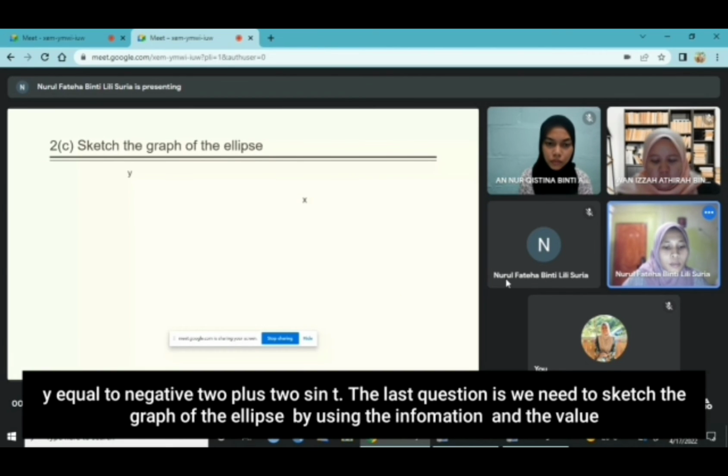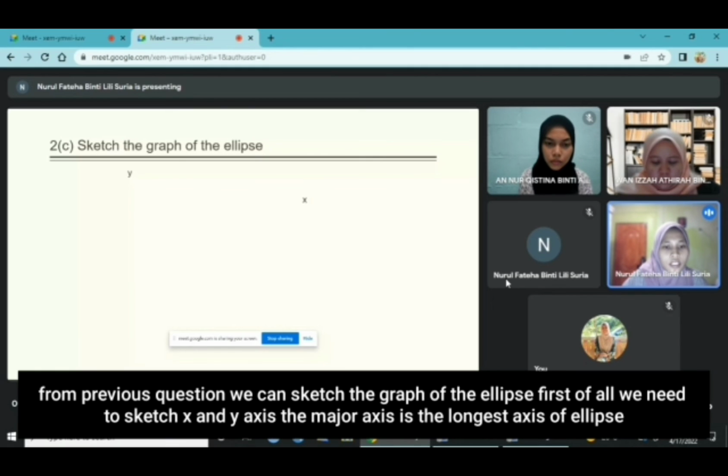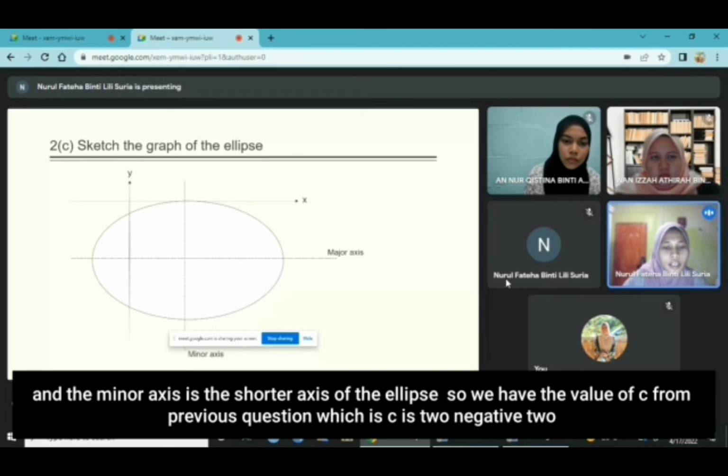by using the information and the values from the previous questions. We can sketch the graph of the ellipse. First of all, we need to sketch the x and y axes. The major axis is the longest axis of the ellipse and the minor axis is the shorter axis of the ellipse. So we have the value of the center from the previous question, which is (2, negative 2).